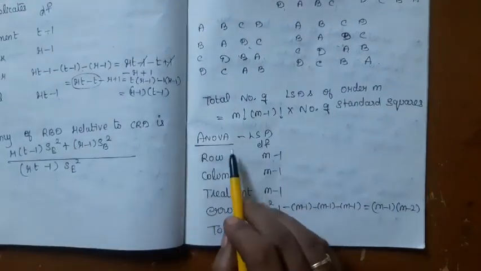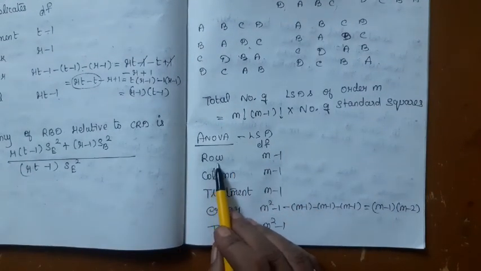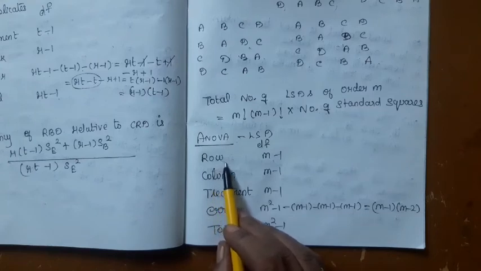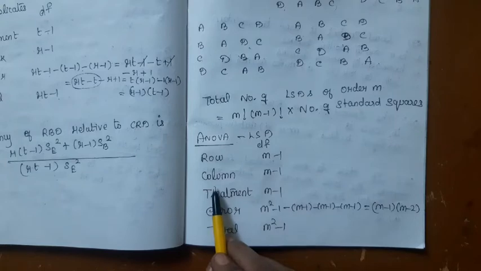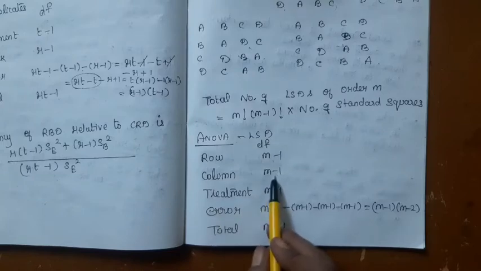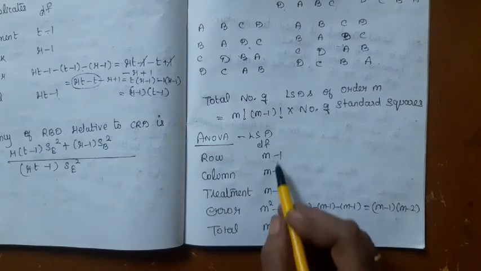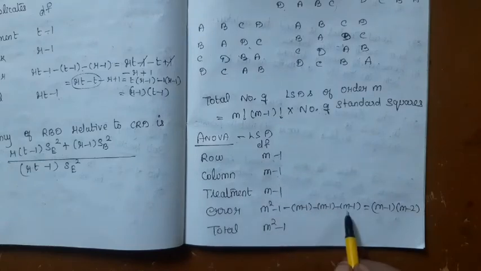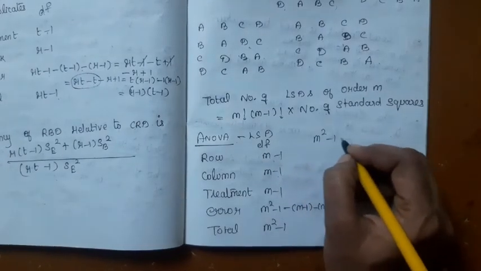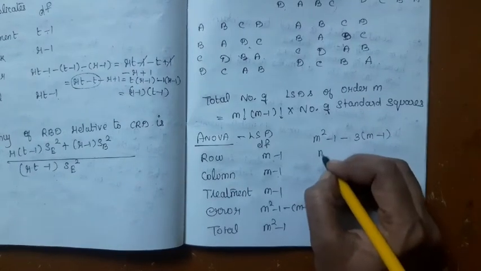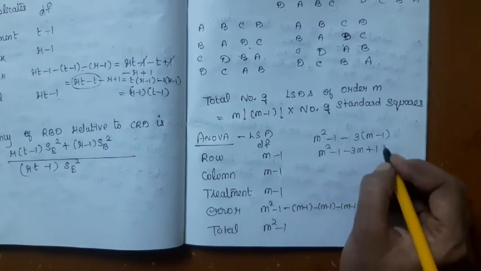And in an ANOVA, the number of treatments in the row is m, so the degrees of freedom is m minus 1. The number of treatments in the column is also m, so m minus 1. The number of treatments is m, so m minus 1. The total number of observations is m cross m, that is m square minus 1. So the error sum of squares degrees of freedom is m square minus 1 minus this m minus 1, this m minus 1, this m minus 1. So m square minus 1 minus 3 times (m minus 1). So m square minus 1 minus 3m plus 3.